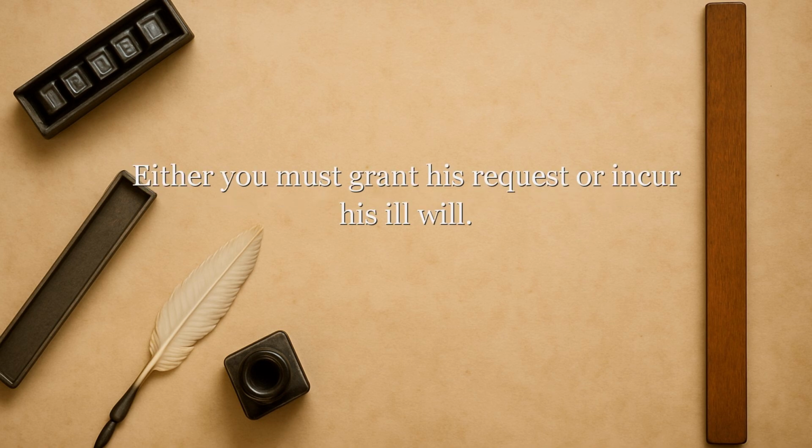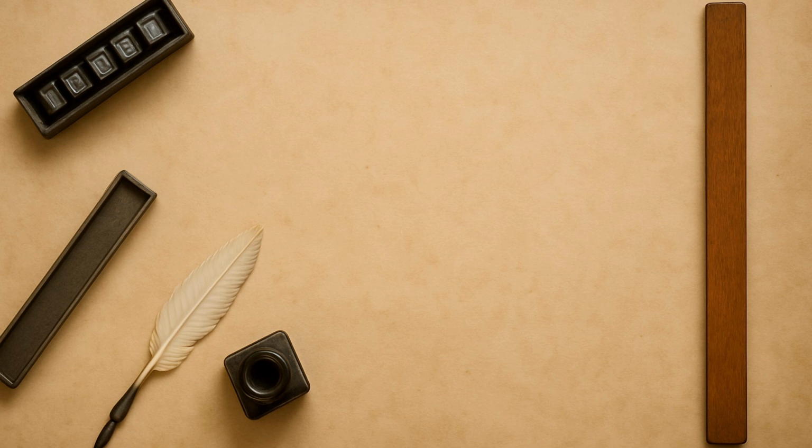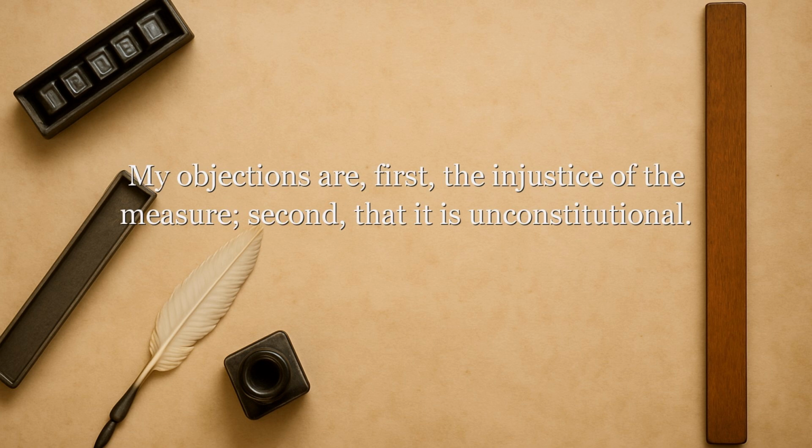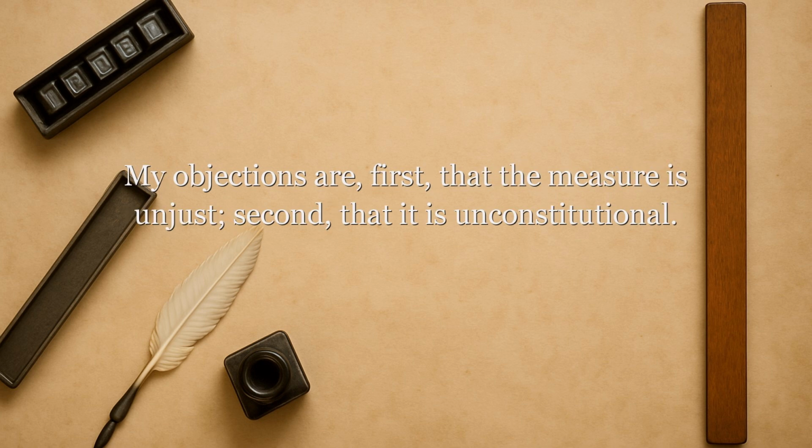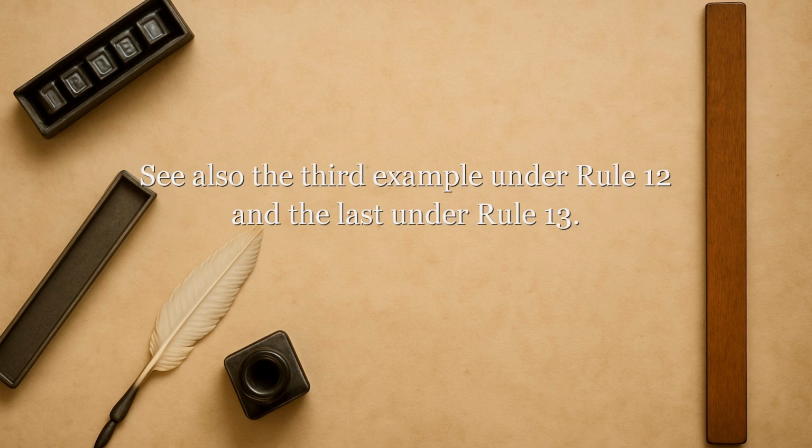Either you must grant his request, or incur his ill will. You must either grant his request, or incur his ill will. My objections are, first, the injustice of the measure. Second, that it is unconstitutional. My objections are, first, that the measure is unjust. Second, that it is unconstitutional. See also the third example under Rule 12, and the last under Rule 13.